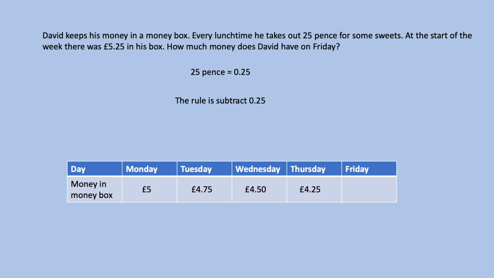And then on Friday, how much money does he have on Friday? He would take away 25 pence from £4.25. So on Friday he would have £4. Okay, so as you can see, each time you subtract 0.25.